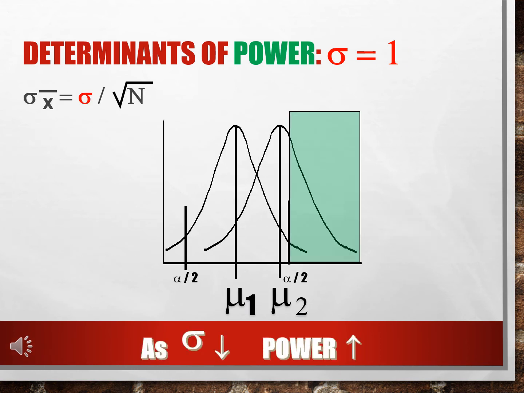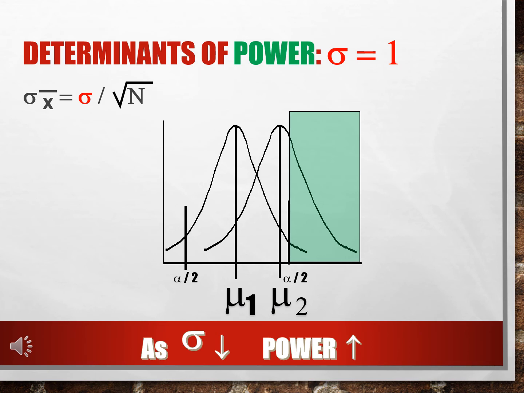Here we have a smaller standard deviation of raw scores, so sigma equals 1 compared to sigma equals 10 in the distributions before. That smaller variability of raw scores scrunches up those distributions so that they're slimmer and more distinct from one another. Even though the distance between mu1 and mu2 is exactly the same in the two distributions, we have more power with smaller values for sigma because the distributions are more compact and more distinguishable from one another.